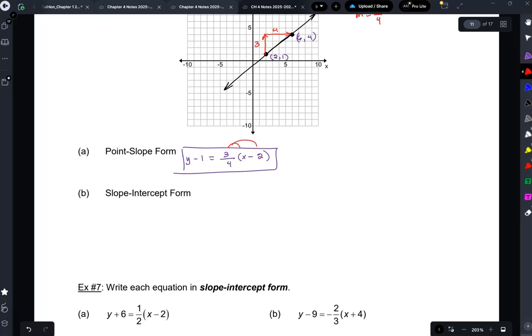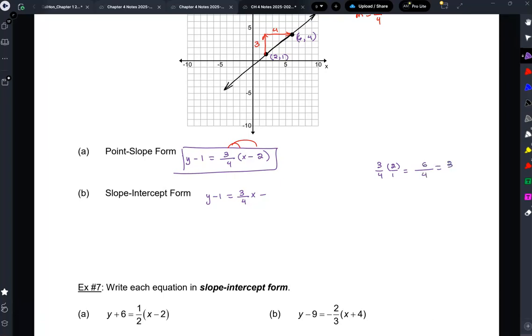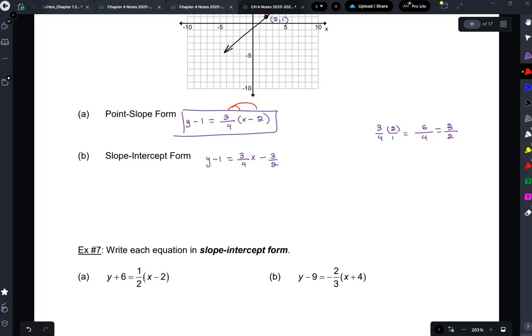Now, slope-intercept form, I'm going to distribute. So y minus 1 is equal to 3 over 4x minus, now I have, look, I'm going to go on my scratch paper here, 3 over 4 times 2. But that's like 2 over 1. So this is 6 over 4, 3 over 2. Now what am I going to do? Add 1.